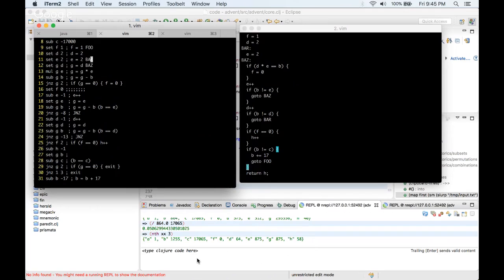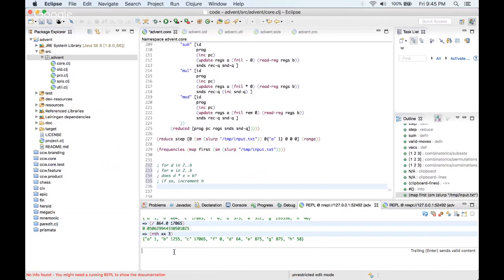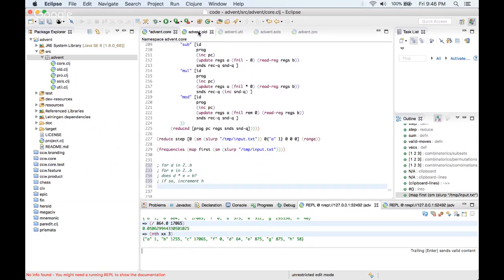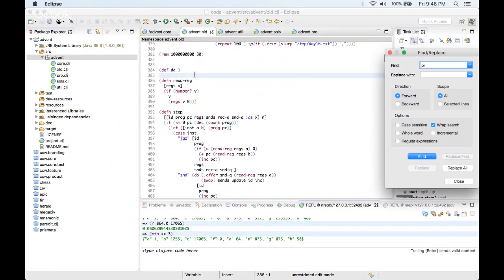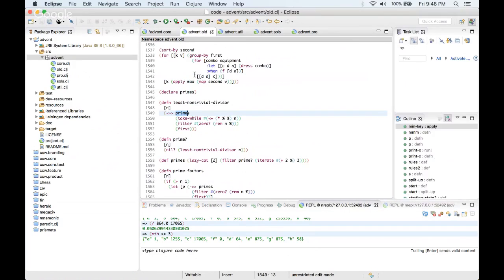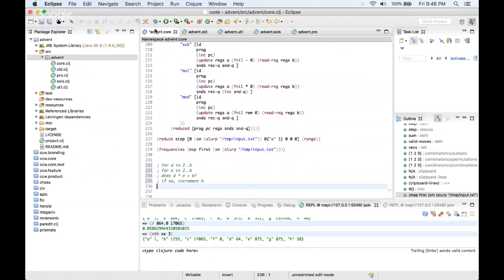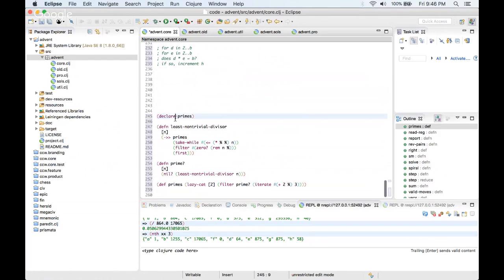Oh, okay. I think I got it. I think I got it. How many numbers in this range are prime? I'm pretty sure. So, okay, do I have a prime definition? In fact, I do. Okay. So let's take this.